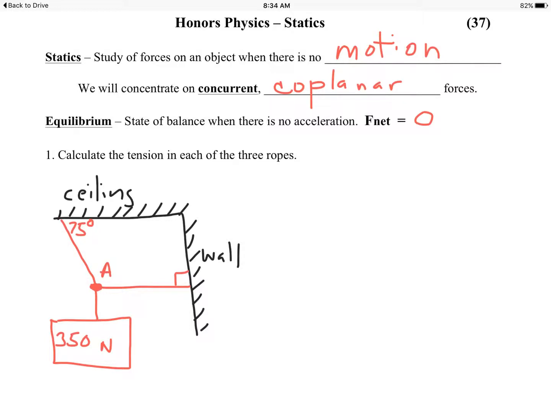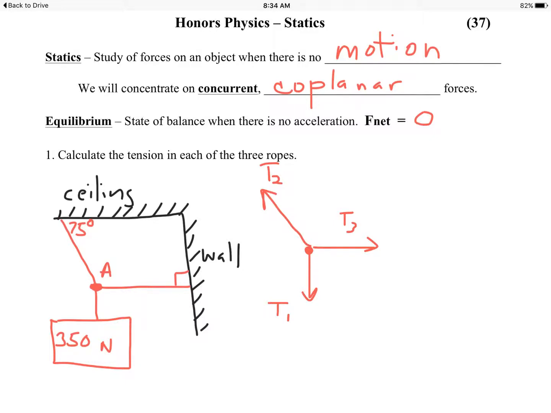These strings or ropes are holding this weight up. And the top string is at a 75-degree angle. But the point of concurrency here is point A. So I'm going to draw my free body diagram in regards to point A. I have a rope pulling that way, a rope pulling that way, and a rope pulling this way. I'm going to call this T1, tension number 1, force number 1, T2, force number 2, and T3. And the idea here is to figure out the tension in these three strings or ropes.